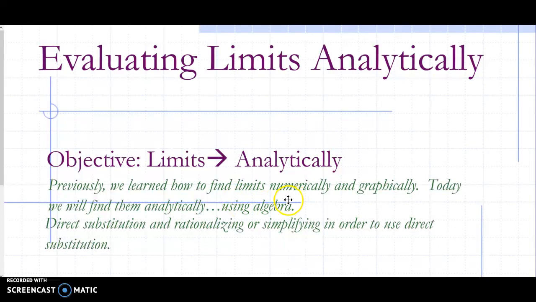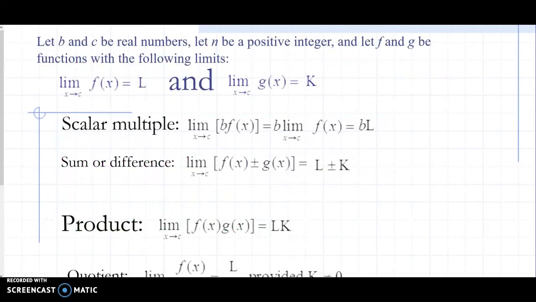algebra. I kind of alluded to this in one of our previous videos, using this idea of direct substitution, but also, if that doesn't work, how can I simplify or rationalize in order to use direct substitution? That's what we're really going to focus on today.